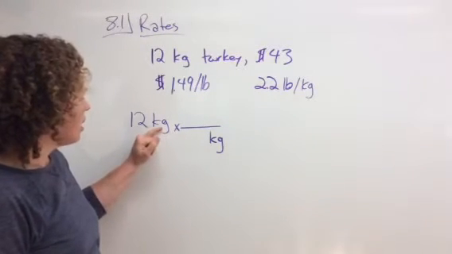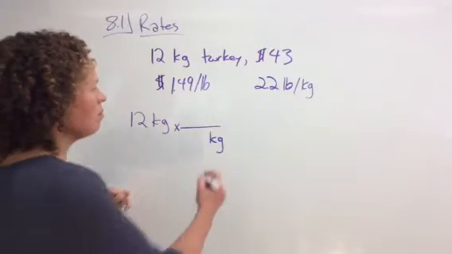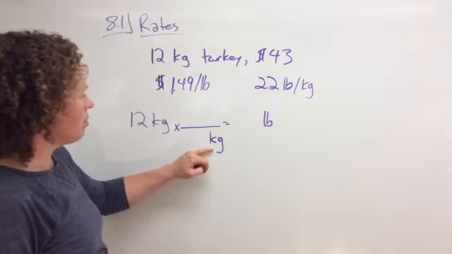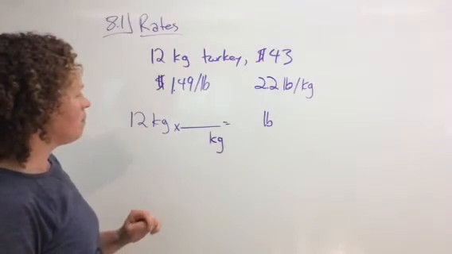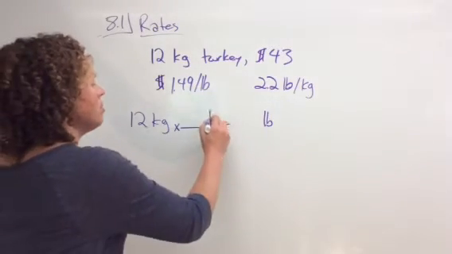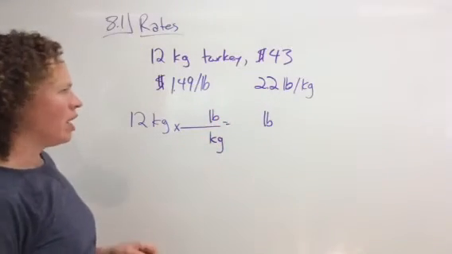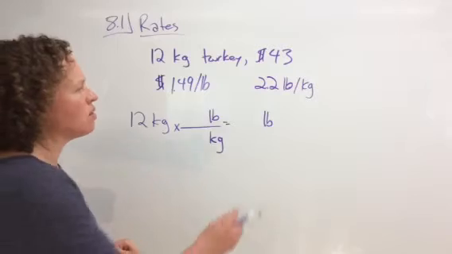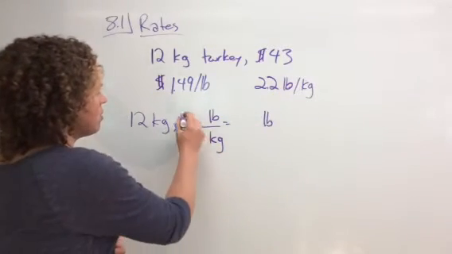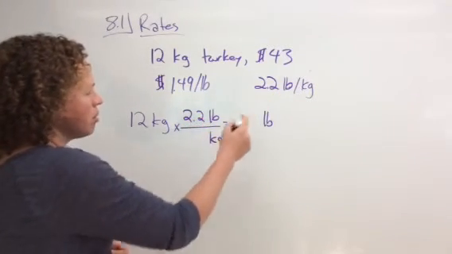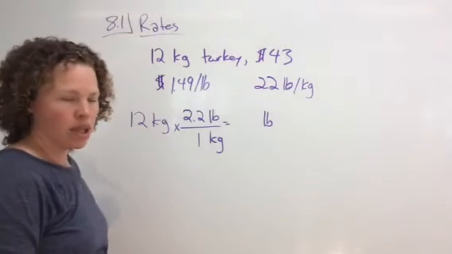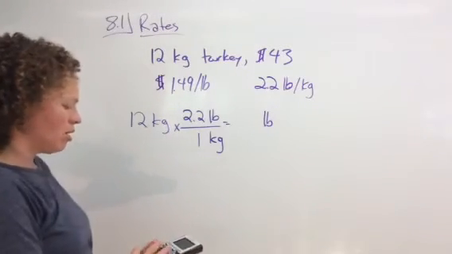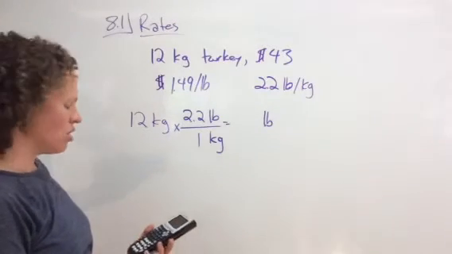So I've got my kilograms on top here. I don't want them because my answer is pounds. And so I put them on the bottom, they're going to cancel out. I want pounds, so I put the pounds on the top. And now the numbers go with the units that they're stuck to. So this is 2.2 pounds, so the 2.2 goes on top. Per kilogram, that's per 1 kilogram. So I've got 12 times 2.2 divided by 1. No one cares about the divided by 1, it doesn't change anything.